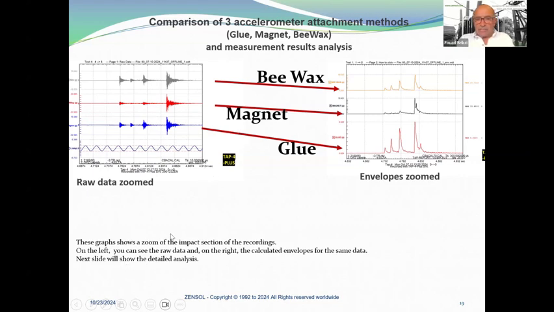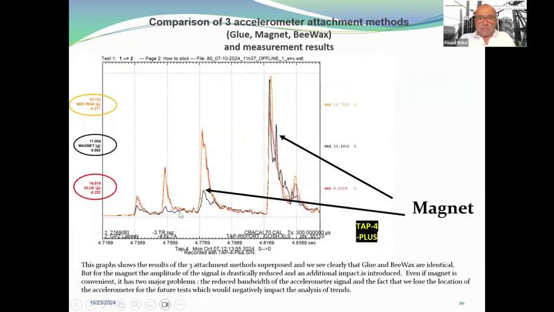And next slide, we show the detailed analysis. So these are the results. In orange, you have the beeswax signal, the magnet in black, and the red is the glue. This graph shows the result of the three attachment methods superposed, and we see clearly that glue and beeswax are identical. For example, if you come here, you can see the red and the orange signal. The red is the glue and the orange is the beeswax. So they are really almost the same.